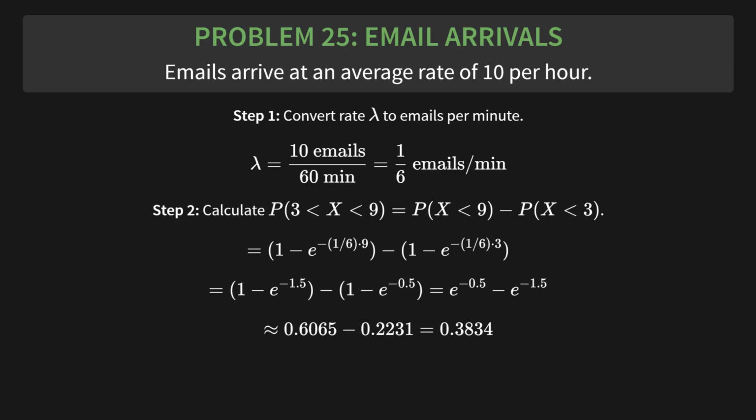Let's simplify those exponents. That becomes (1 - e^(-1.5)) minus (1 - e^(-0.5)). When you distribute that negative sign, the ones cancel out, and we're left with e^(-0.5) minus e^(-1.5). Plugging in the values, that's about 0.6065 minus 0.2231, which equals 0.3834. Our final result, 38.34%.